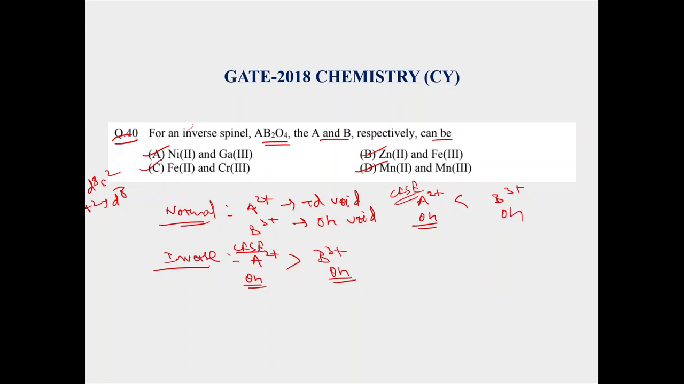And there are cases in which we will get a mixed spinel structure. When the CFSE are coming out to be the same and also they are having comparable sizes, then we get this. Okay, I will write mixed is same CFSE for both this A2 plus and B3 plus and comparable size. So in this case, we get mixed spinel structure. So here we have to answer which one will have an inverse spinel structure.